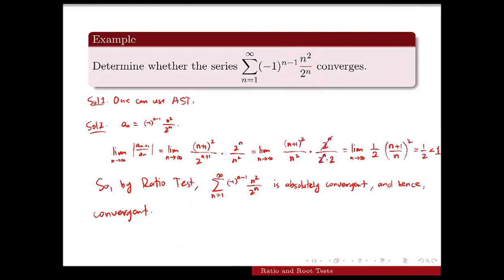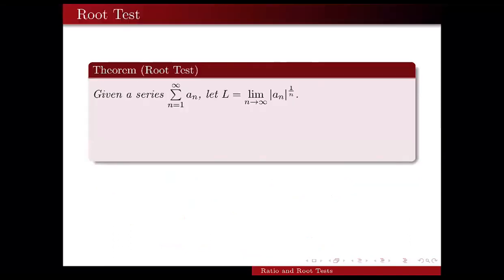Now let's talk about the other test, the root test. Suppose we have the series sum of a sub n, from 1 up to plus infinity. We let L be the limit of the absolute value of a sub n raised to 1 over n. This is also written as the nth root of the absolute value of a sub n, and that's why this is called the root test, because you take the nth root.